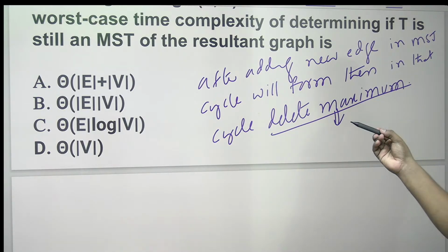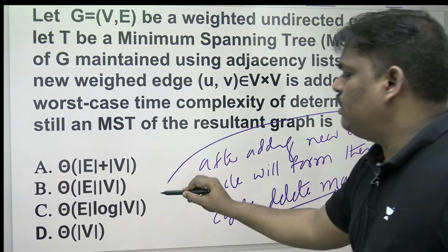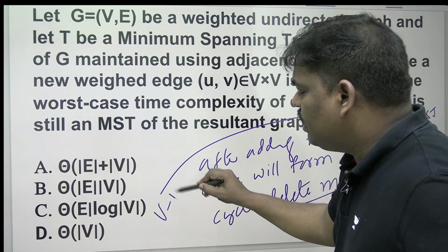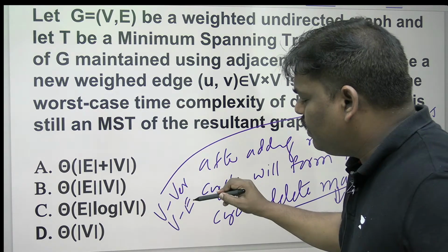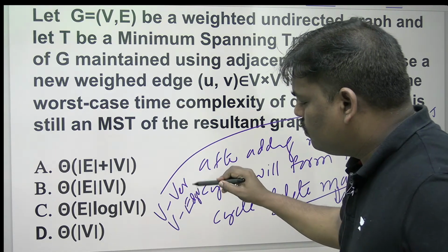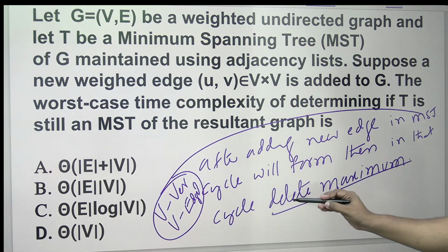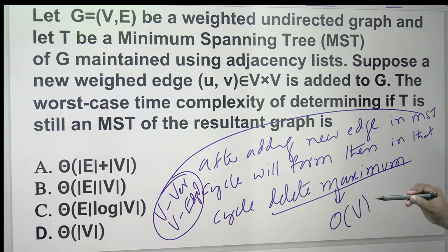So you know very well, in the MST after adding a new edge, V vertices are there and V edges are there. Out of V edges, finding the maximum will take V time.